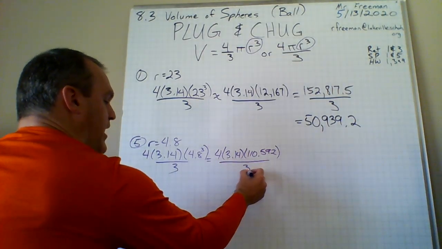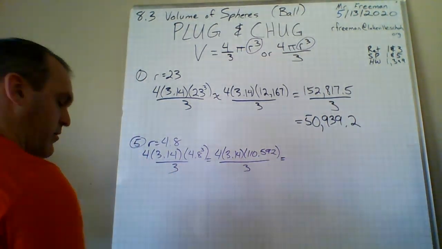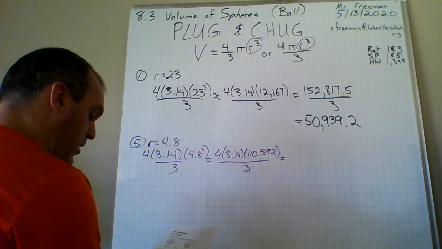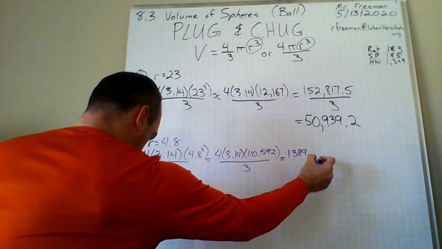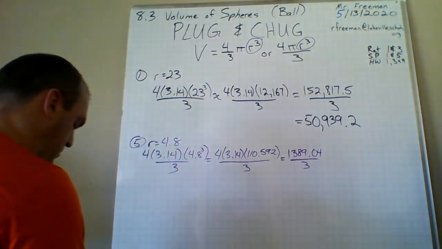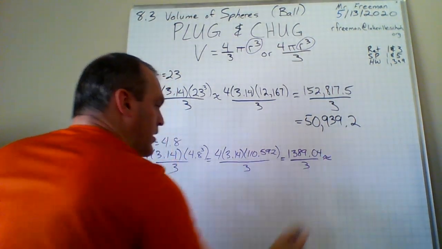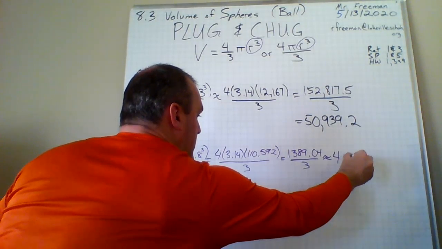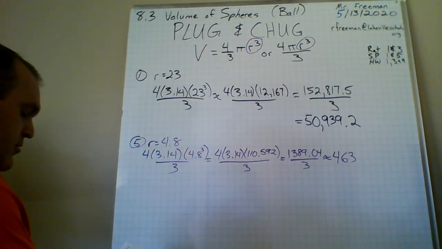We're going to end up dividing by 3. When you punch all those numbers into your calculator all the way across, you should get something like 1,389.04, and we're going to divide that guy by 3. When you divide that guy by 3, you get 463-ish. I'm going to just leave it at 463. There is some decimals there. But since this is the first one we're doing, might as well keep it short and sweet.